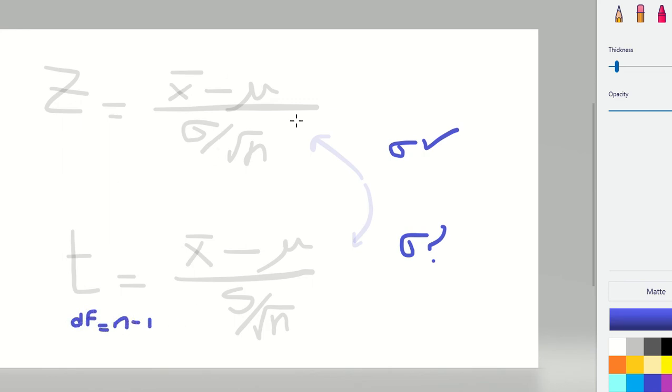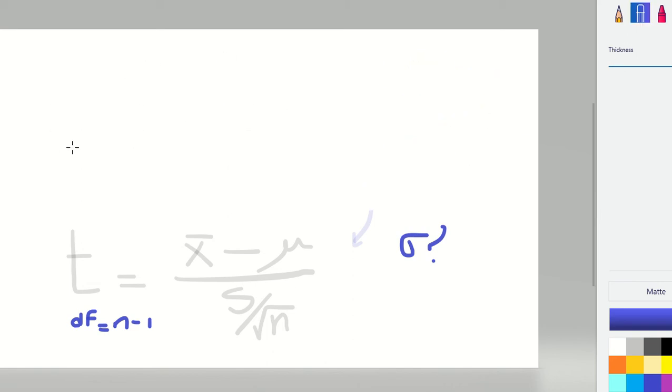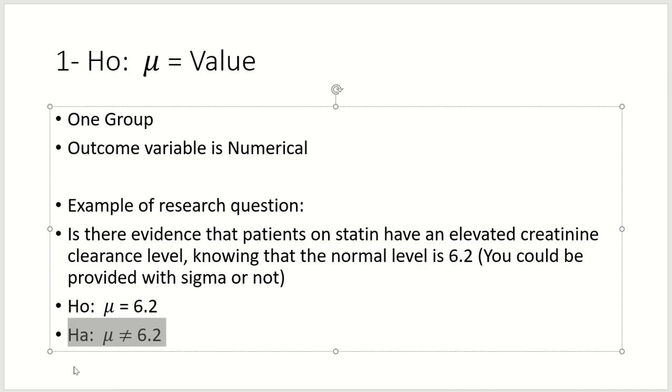We also said that for this to work, the sampling distribution of the mean had to be normal, and that can happen under two conditions. Either the original variable of interest, x, had a normal distribution, or n is greater than or equal to 25, so that the central limit theorem applies. Okay, so let's go back to our scenarios. That concludes scenario number 1.